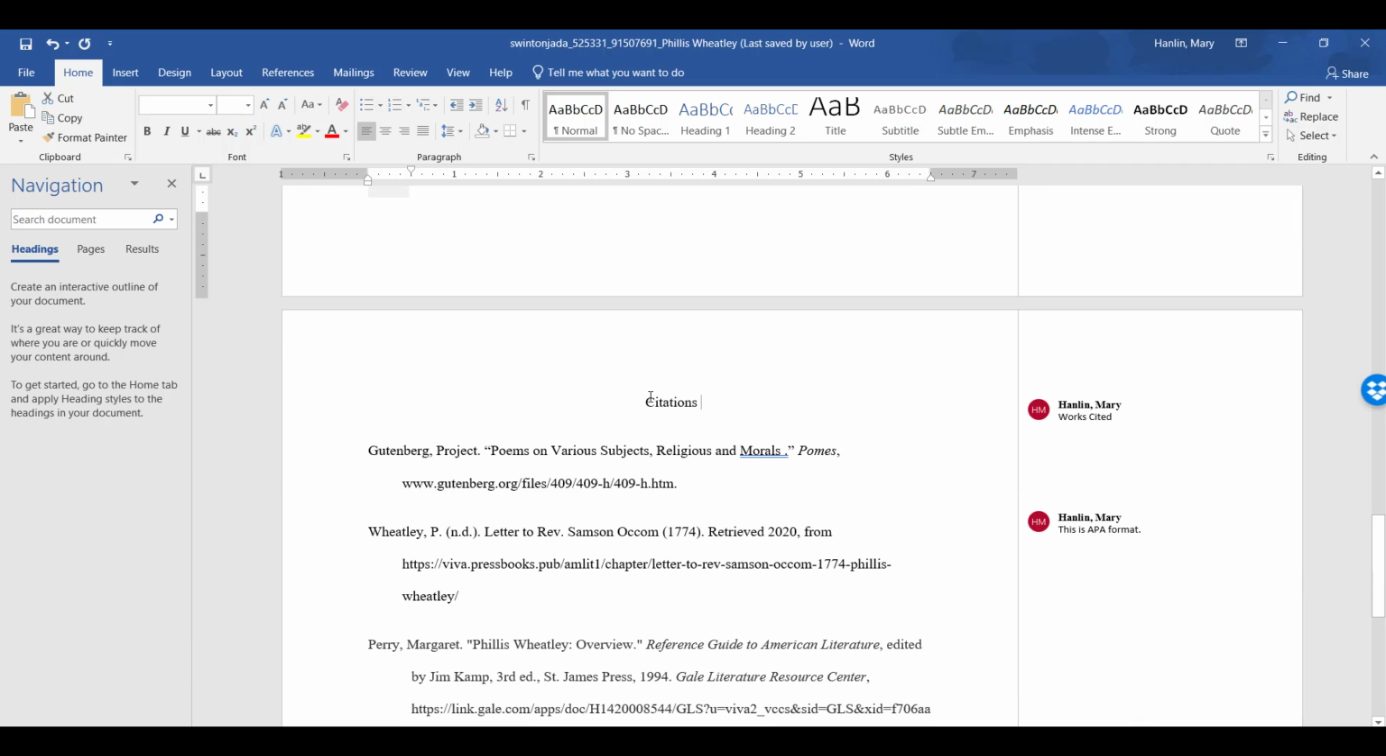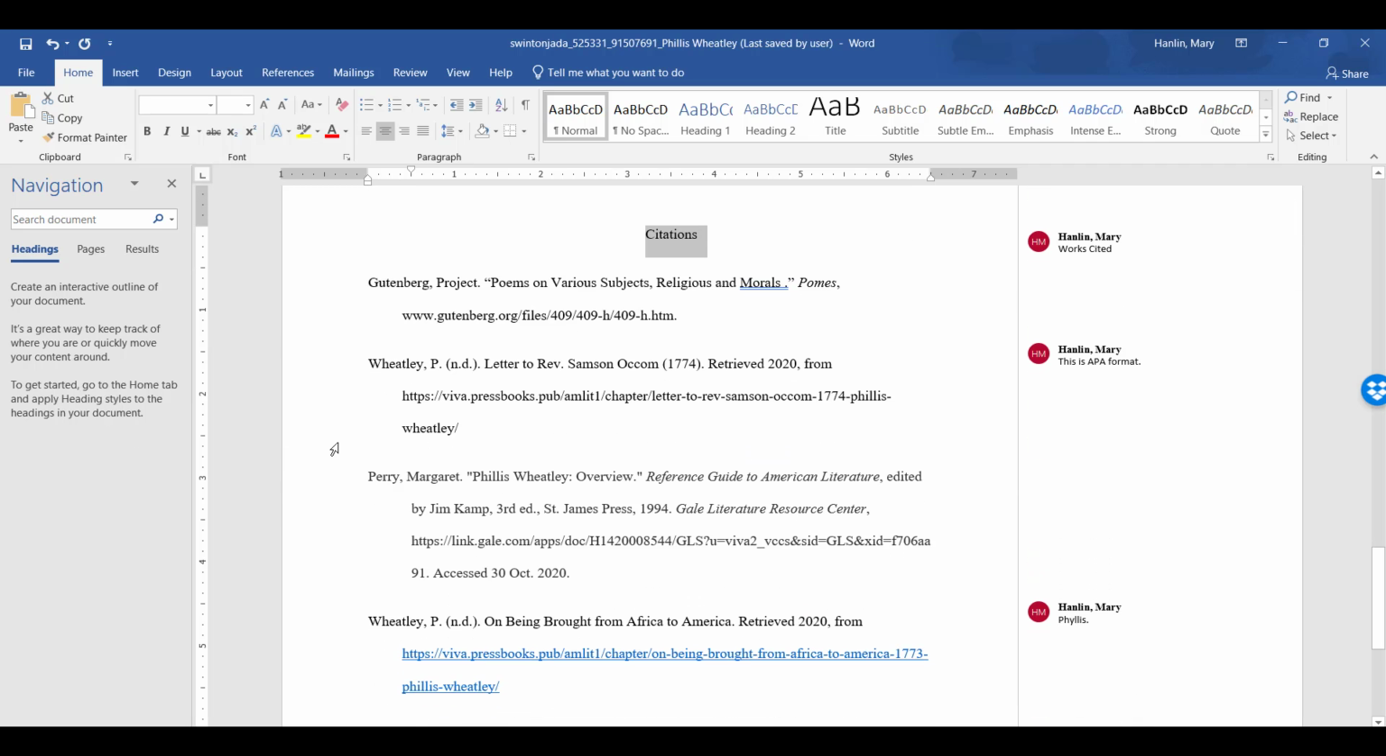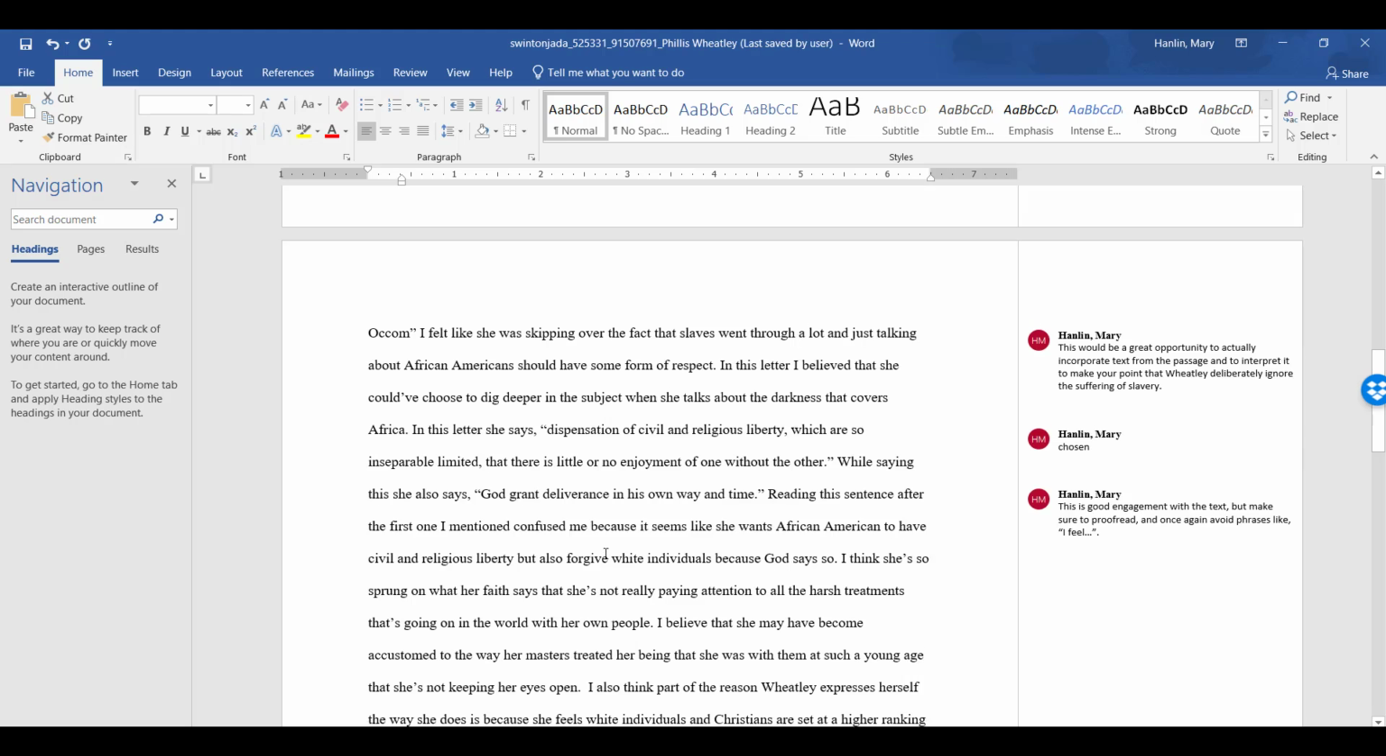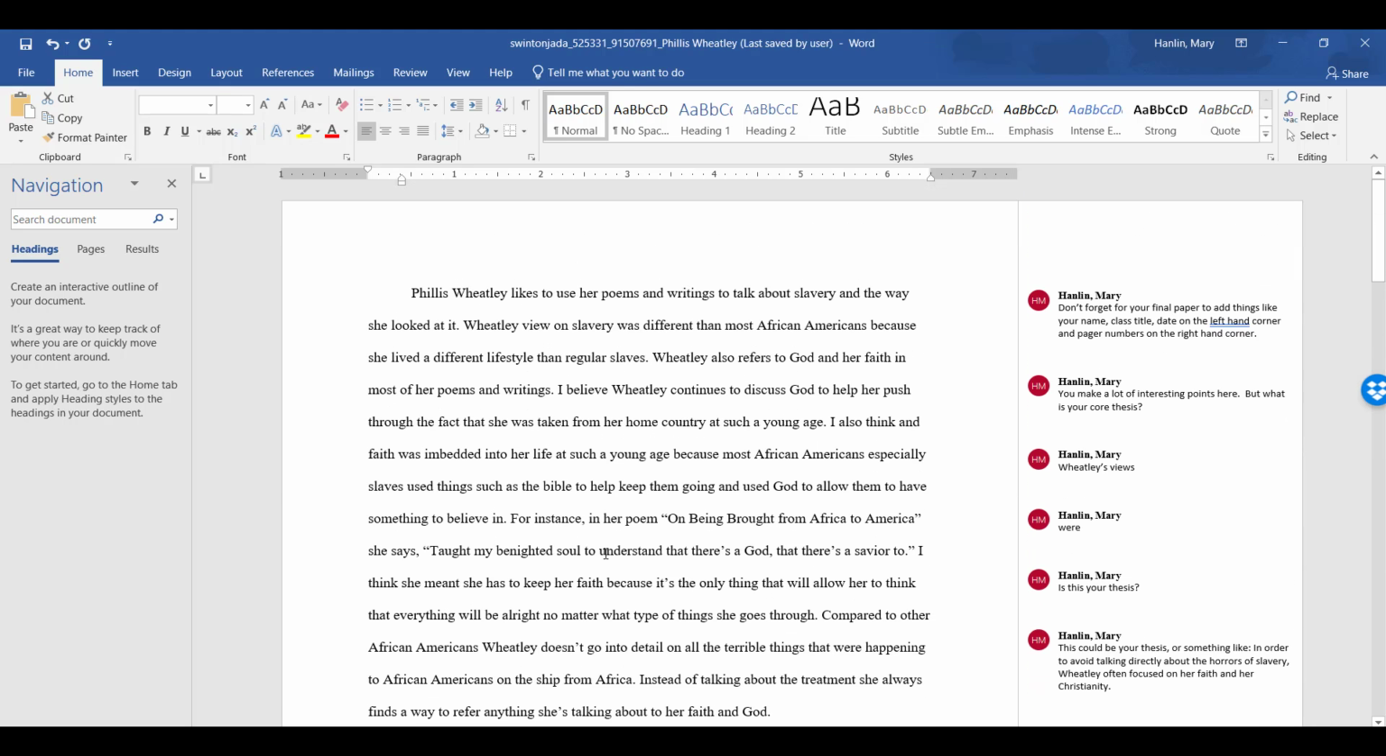Okay, citations, nope. You call it a works cited. And these look good, but this right here is actually an APA format. This is an APA format. So just small things throughout, but you are on the right track. I do see that you are focusing primarily on Wheatley. It just needs to be more organized. And again, you need to just kind of focus on textual analysis and not stray from that.